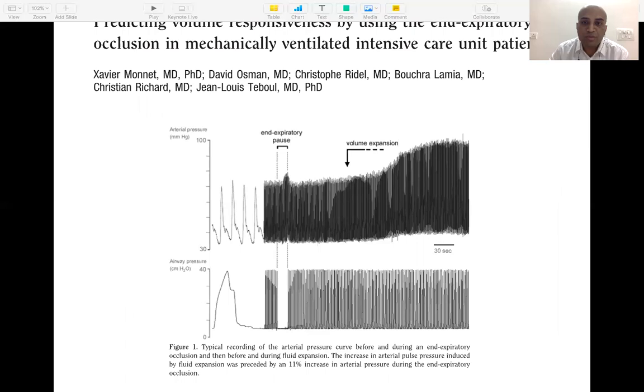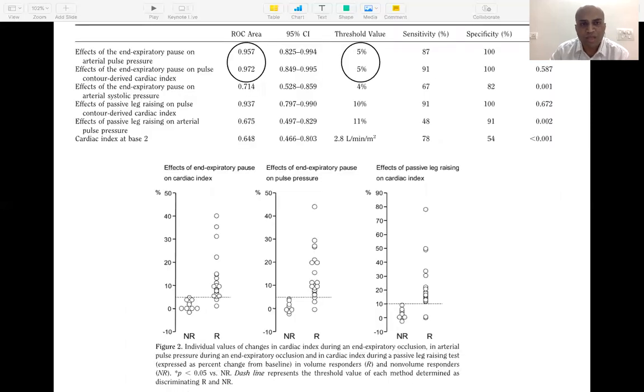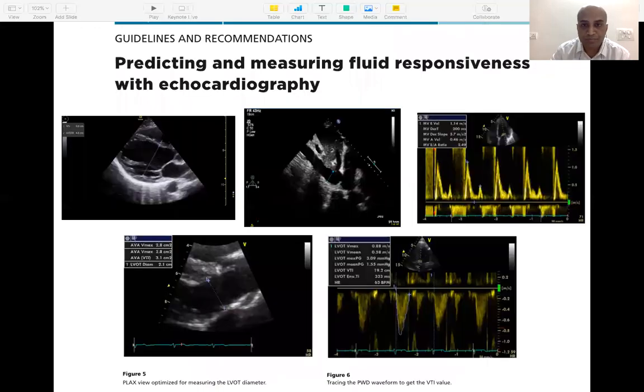Similar results can be obtained whenever we are doing an end expiratory occlusion test in a mechanically ventilated patient, because at the end of expiration there will be a progressive increase in the venous return to the left ventricle, leading to increased cardiac output. And if you look at the sensitivity and specificity in case of the end expiratory occlusion test, the area under the ROC curve is more than 0.9, with a threshold value of only 5% change in cardiac output or arterial pulse pressure.